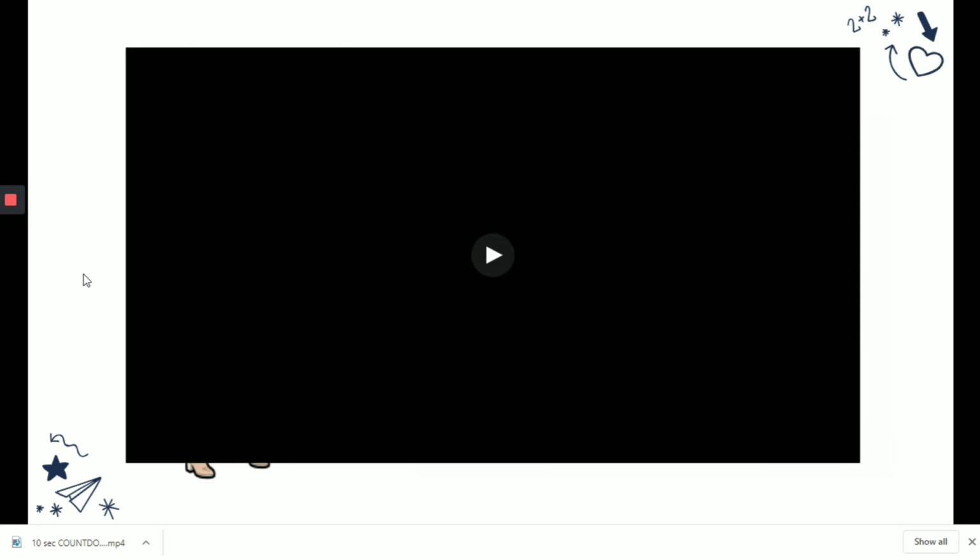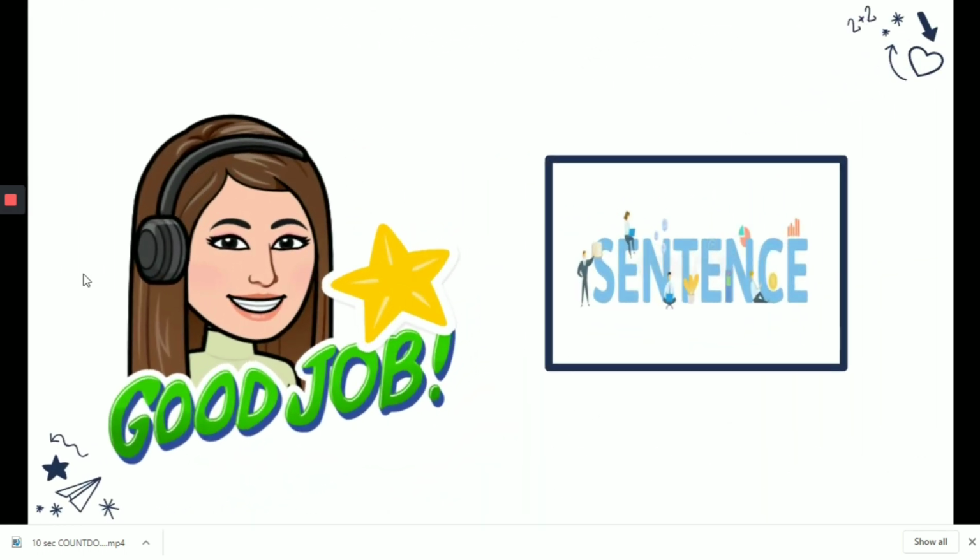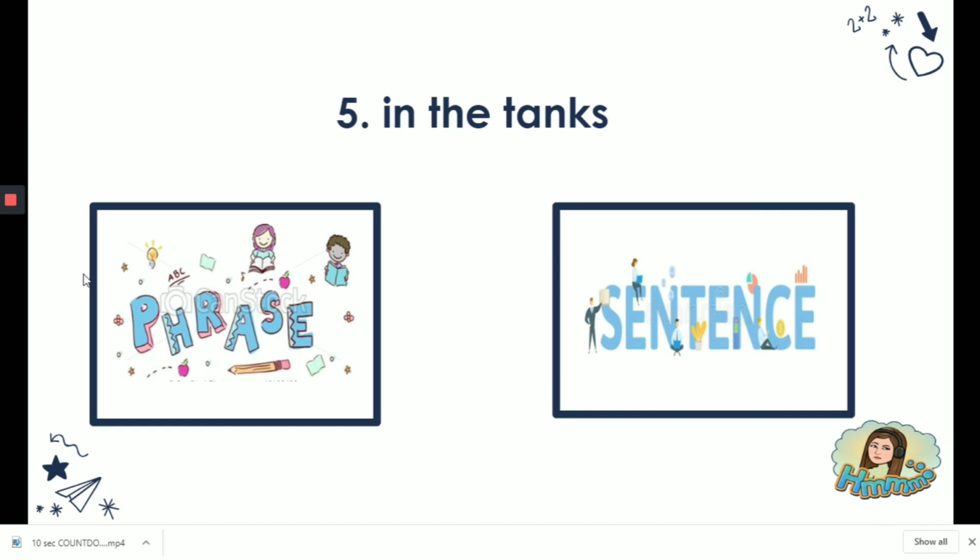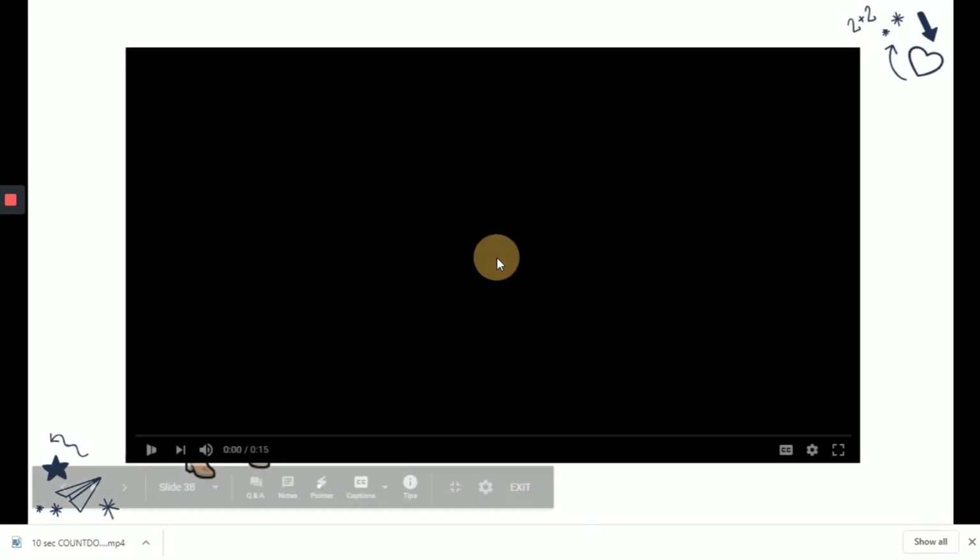Alright, time's up. The correct answer is a sentence. There were polar bears in the pools is an example of a sentence because it has complete message. It starts with capital letter and it ends with a period. Very good. Next, question number 5. In the tanks. Is it a phrase or a sentence? Timer starts now.